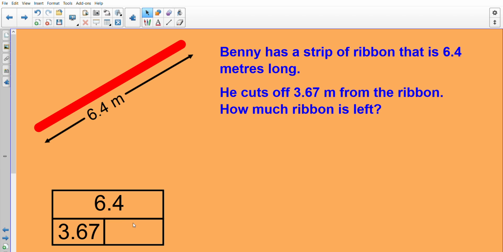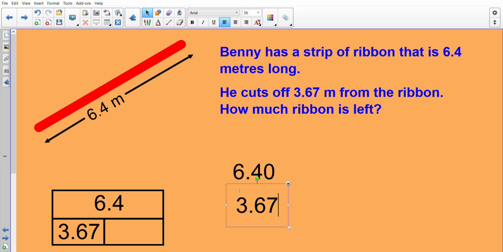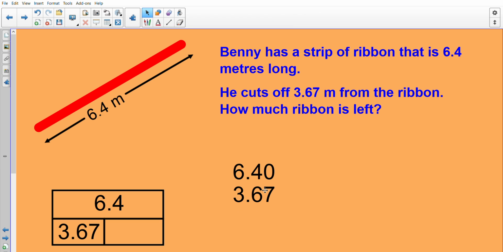So let's think, what do we need to do? Do we need to add, subtract, multiply, divide? Have a think now. You can pause it if you like. Well, it's a missing part of the bar model, so we need to subtract, don't we? So we need to do 6.4 subtract 3.67. Now the problem here is that one of these numbers has 1 digit after the decimal point, and this one has 2 digits. So to get around that problem, we just turn 6.4 into 6.40. Okay, and then we've got the same number of digits. We've got 3.67. Let's make sure the decimal points are lined up.